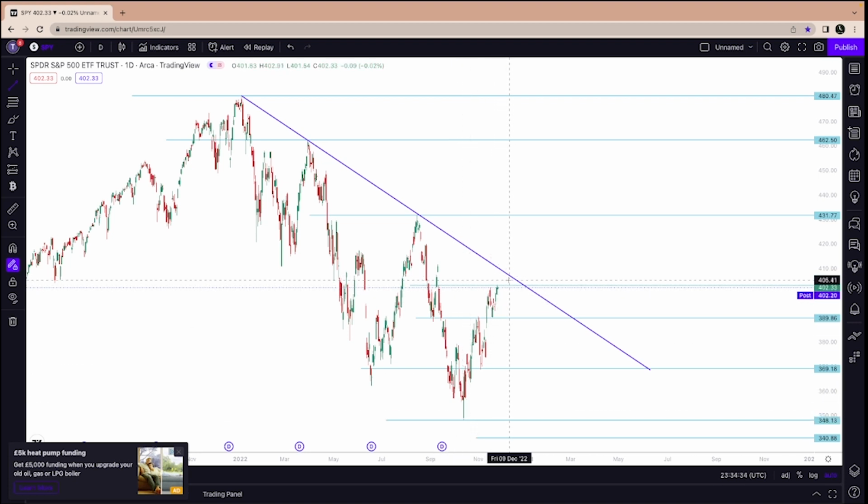If you get rejection here, you could look for some puts back towards this 390 area, in my opinion, or even puts towards 370 if you believe the macroeconomics outweigh the technical analysis.